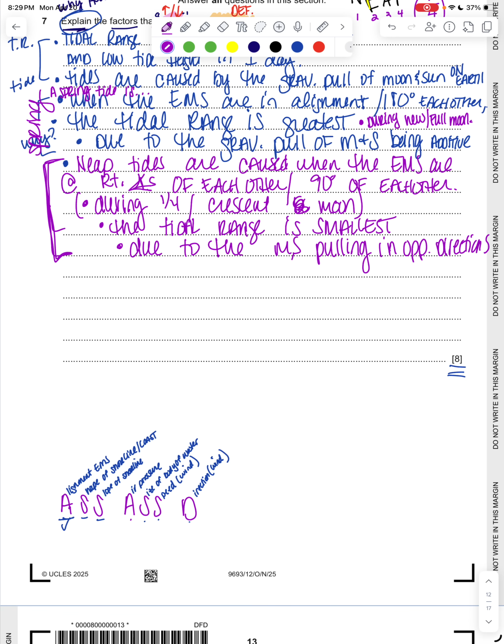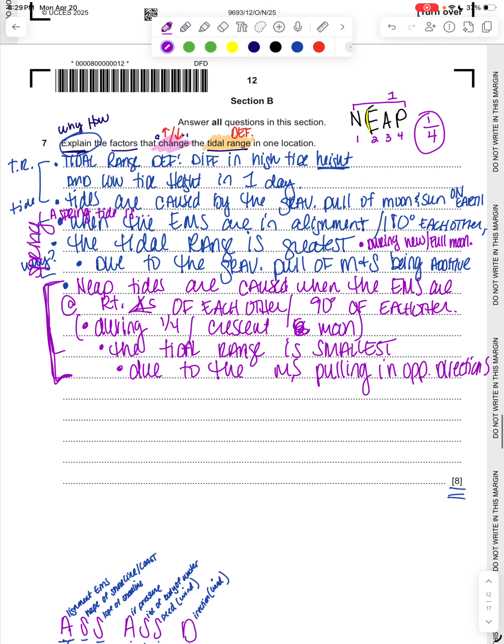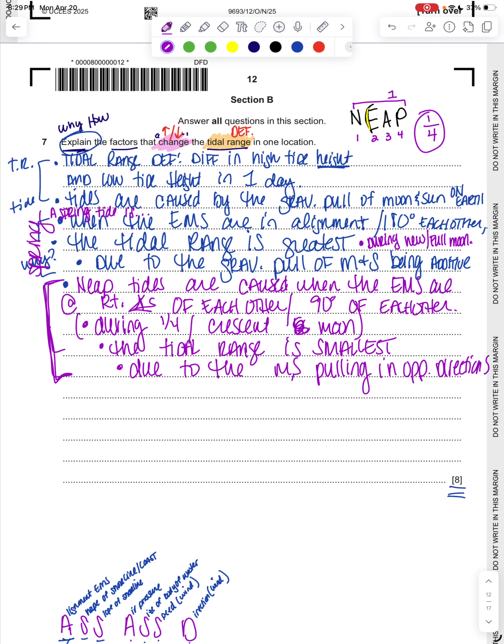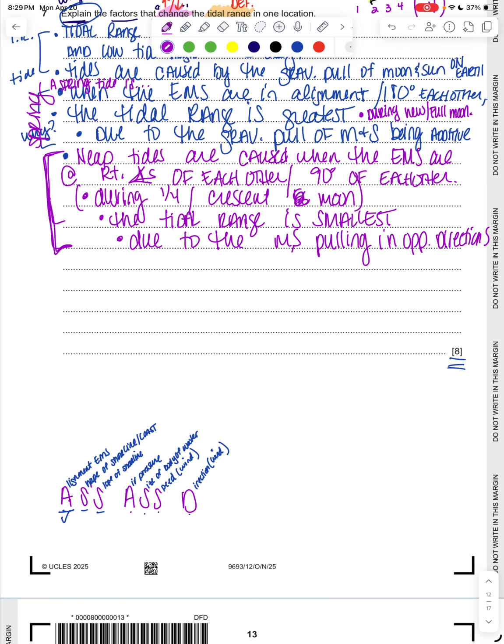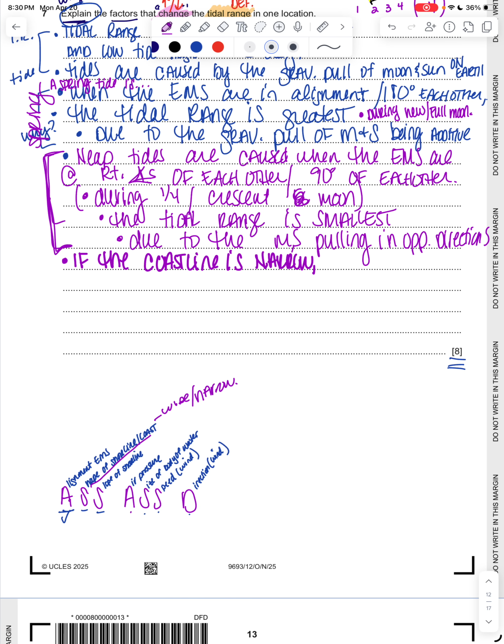We can just now talk about all the rest, like things that can increase or decrease it, however you want to frame it, factors that can change it. So we have the shape of the shoreline. Our shorelines could be wide or narrow. If the coastline is narrow, like the Bay of Fundy, the tidal range, TR, is higher.